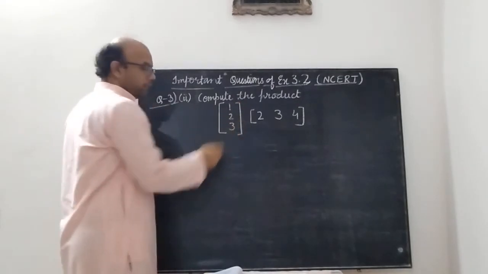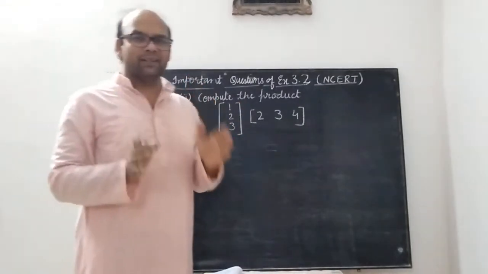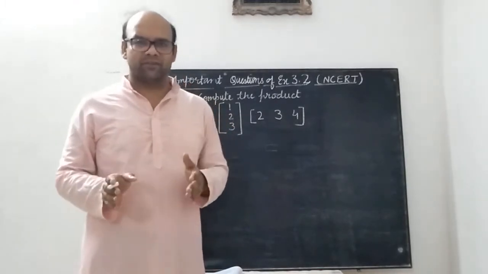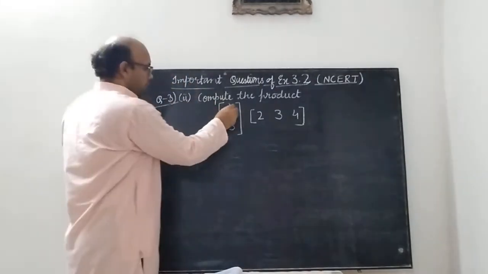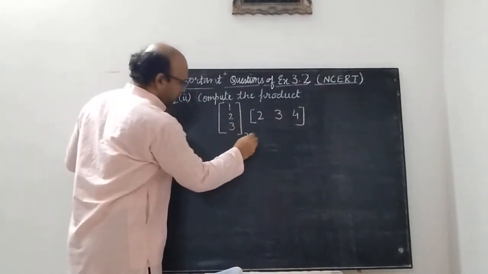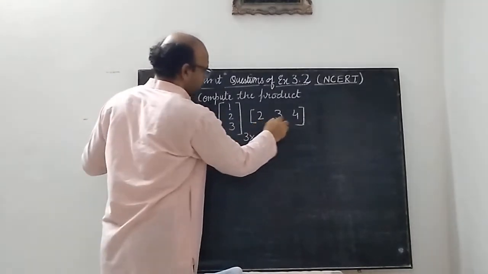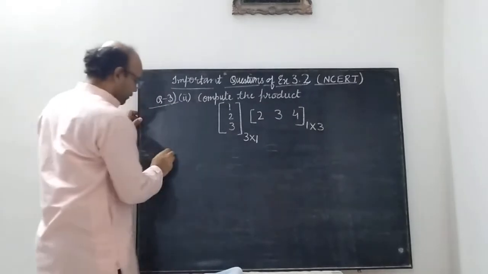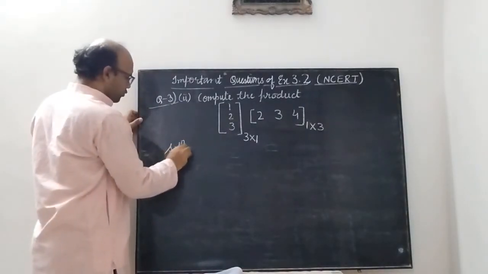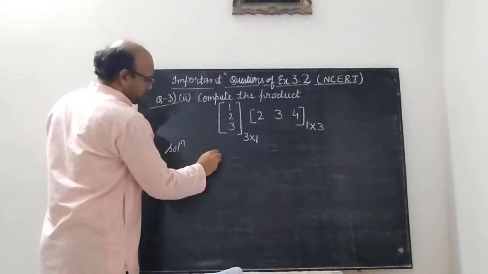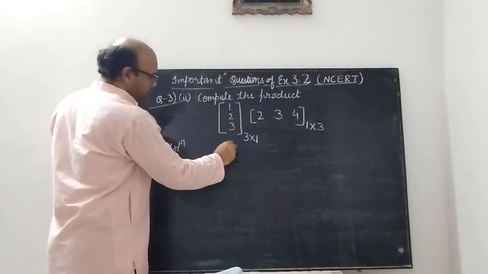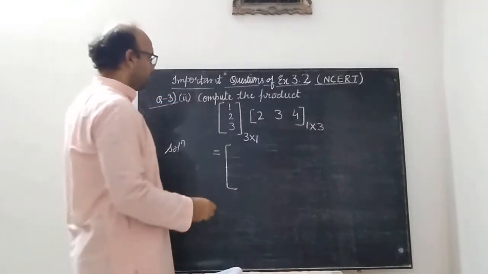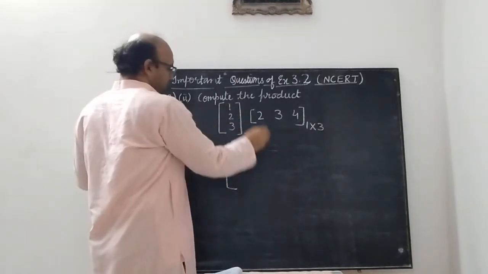First of all, we know that while evaluating the product, we first see the order of the two matrices. This is of order 3 cross 1 and this is of order 1 cross 3. So when we are finding the product of these two matrices, obviously the resultant matrix is of order 3 cross 3. And how do we multiply?